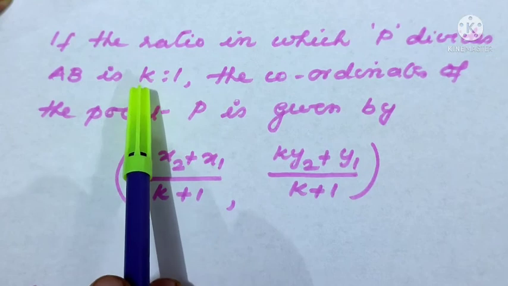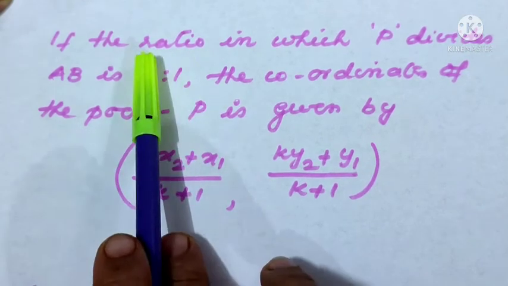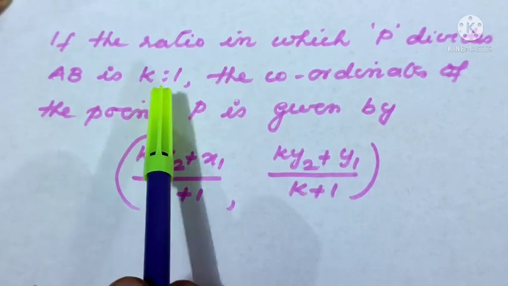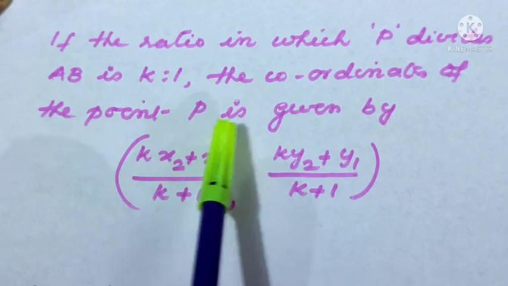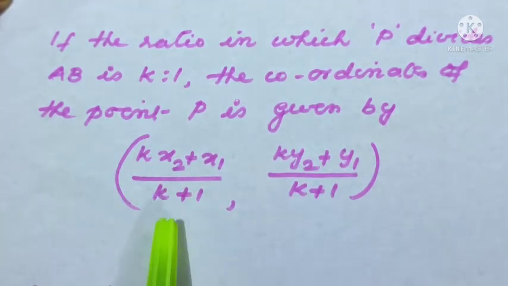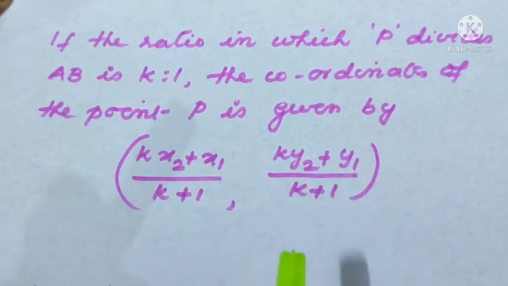That means instead of m1 it is k and instead of m2 it is 1. So if the ratio in which P divides AB is k:1, the coordinates of the point P is given by (kx2 + x1)/(k + 1), (ky2 + y1)/(k + 1).